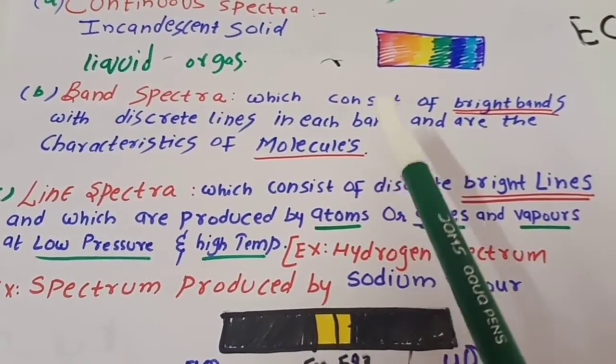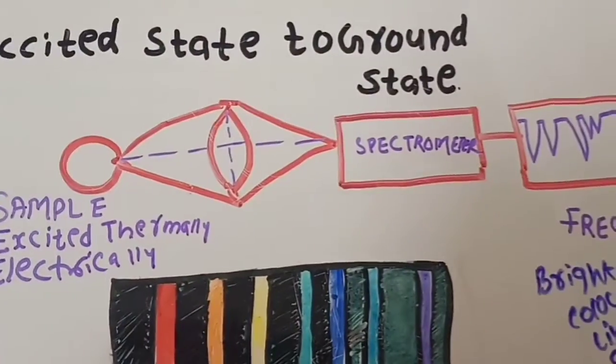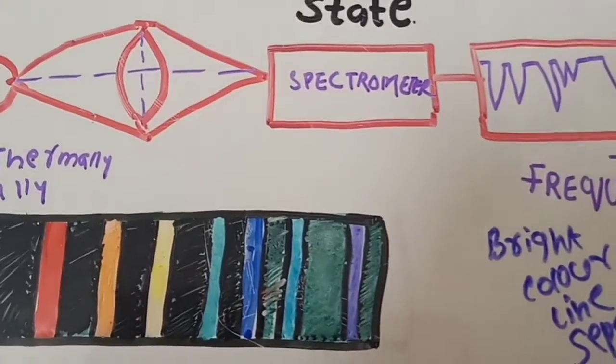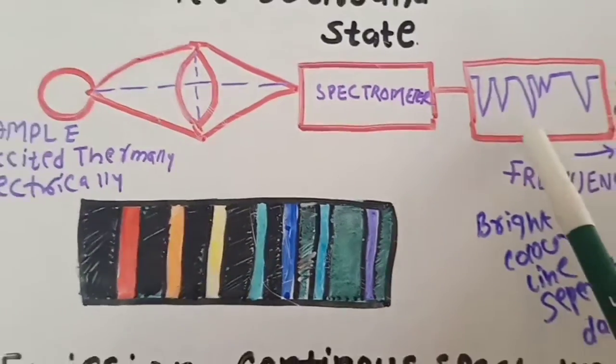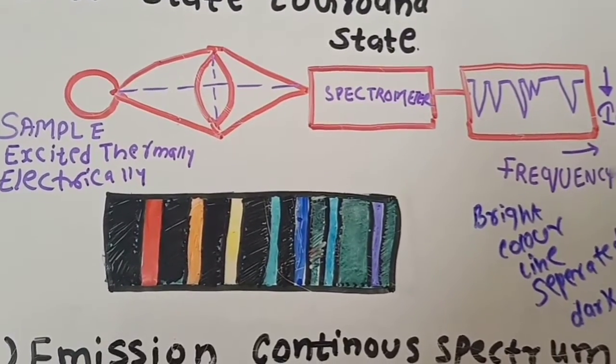Means whenever we are taking the sample in the form of molecules, we will have the band spectra. Just as we have already seen in the instrumentation, the band spectra will be observed in this form. Here we can see this is the emission spectra and some bands are there, and these are the characteristics of a particular molecule.